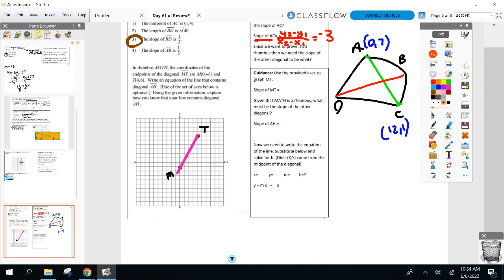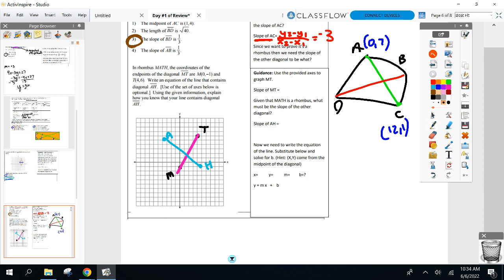I'm asking for a little more in this one than the last one. I don't care what A and H are, but I do want to know their equation. What's the equation of this line right here that has A and H on it? First thing, give me the slope of AH. We can do this, right? Find the slope of MT and take the negative reciprocal of it. Go ahead, and then I'll help you out from there.